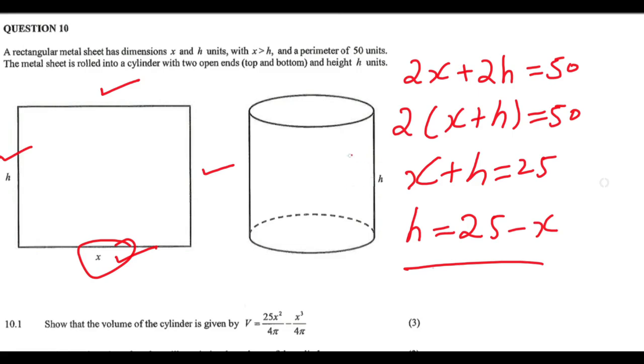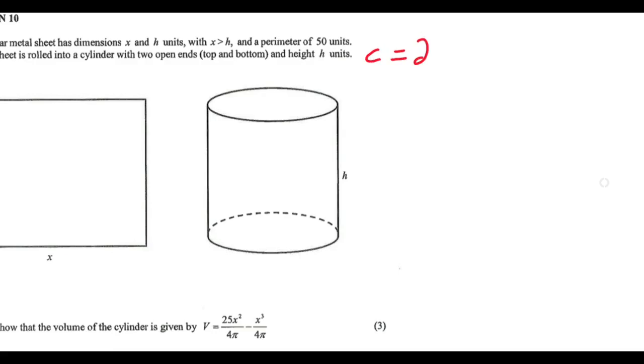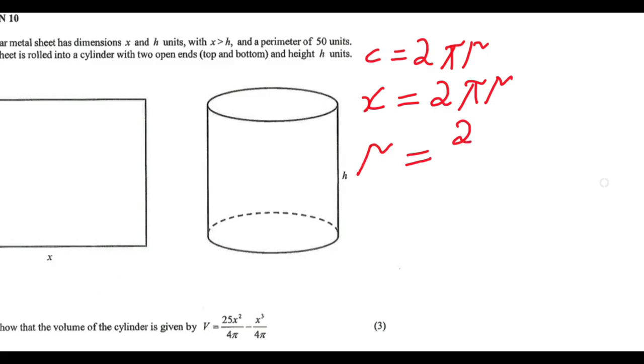So x becomes the circumference of the cylinder. Now the circumference of the cylinder we need to find. C is equal to 2 pi r. This is the formula of the circumference, and the circumference we got is x, so x equals 2 pi r. Now we need to find the r value here. That will be x over 2 pi. So we got the r.